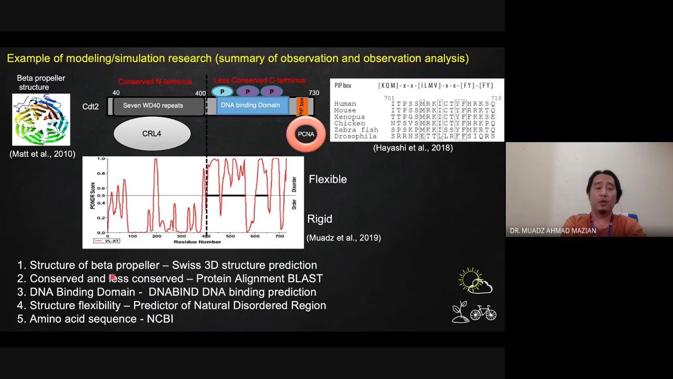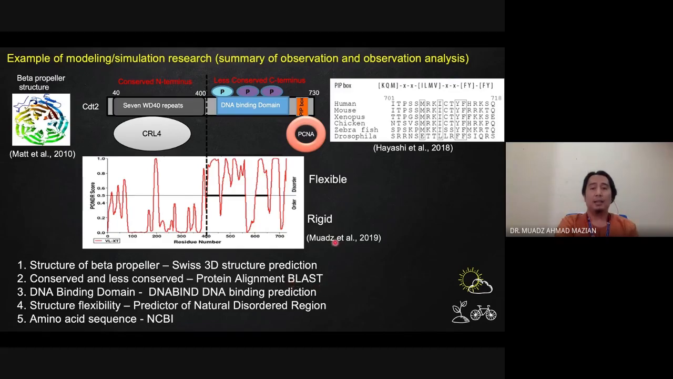conserved or less conserved among the other CD2 proteins. That CD2 protein from human, or from mouse, or from chicken, banyak lagi spesies. So ada tak conserved region yang lies on my protein sequence. Then I send my protein sequence tu dekat amino acid sequence tu dekat alignment BLAST yang saya cakap tadi.